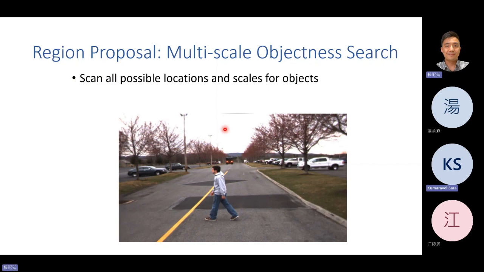To find the object, we need to do a zigzag scanning. It's called a sliding window scan, because the object can be anywhere in an image, right? It can be far away or very close, large or small. So we need to scan all possible locations. It's called a sliding window.